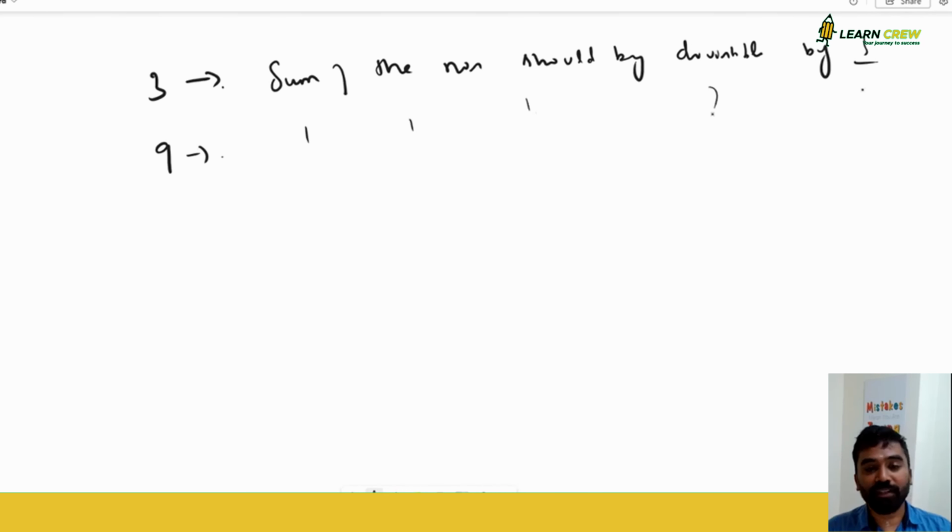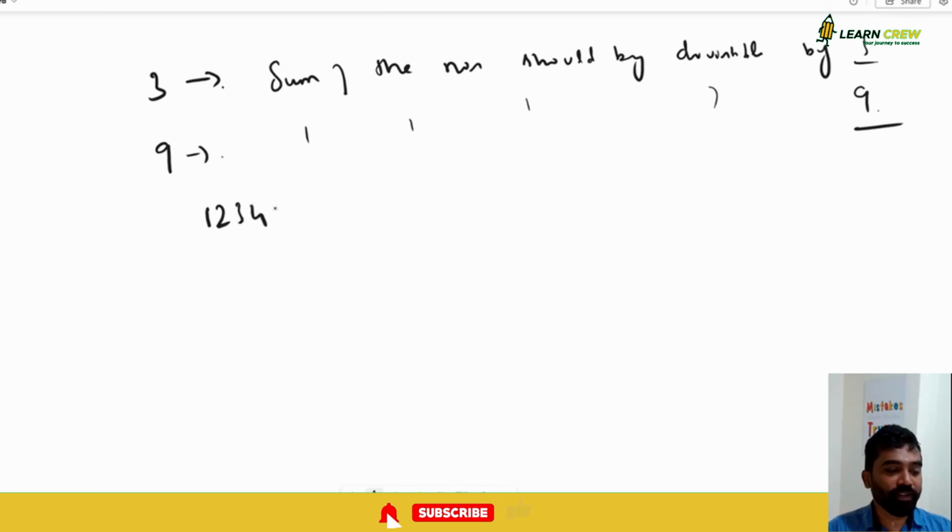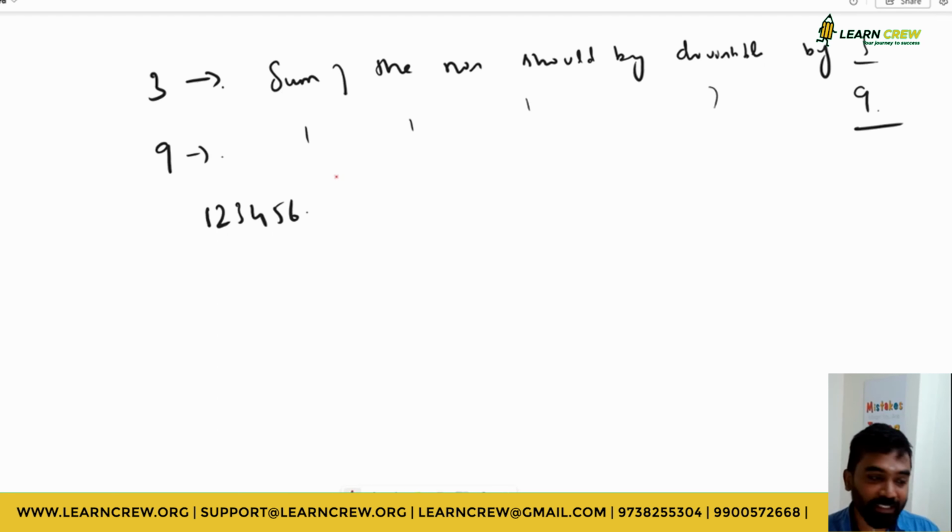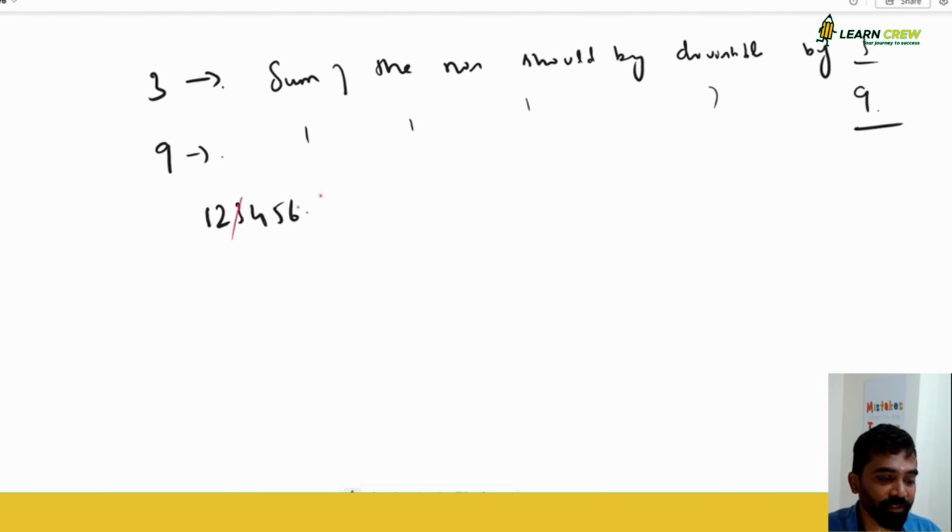Okay. Let me check. 1, 2, 3, 4, 5, 6. Is this number divisible by 3? Yes. Elementary method, you just keep on adding each and every digit. Instead, what you can do is, 3 is divisible, 6 is divisible, 2 plus 4, 6, it is divisible. Plus 1, 5, 6, it is divisible. Obviously, this number is divisible by 3.